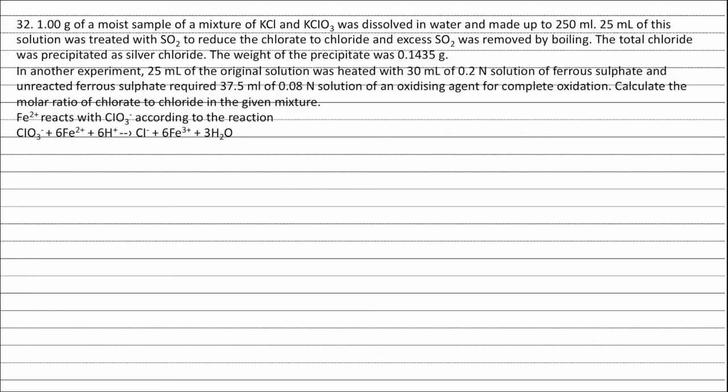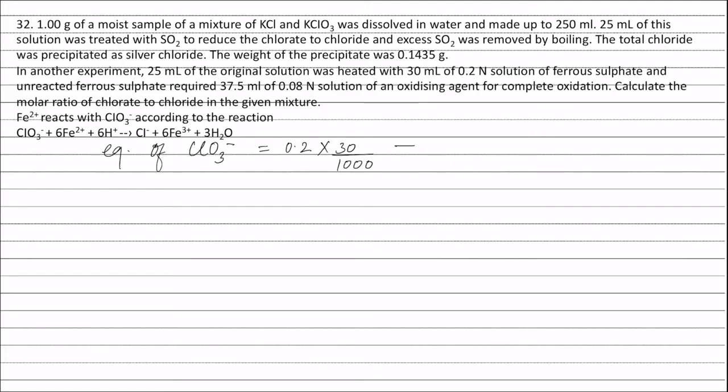Now in the second experiment, where chlorate ion is heated with ferrous sulfate, the equivalence of chlorate will be equal to the equivalent of ferrous sulfate that took part in the reaction. And the equivalent of ferrous sulfate that took part in the reaction will be the equivalent of ferrous sulfate present initially, which is equal to normality of ferrous sulfate, that is 0.2N, into volume of ferrous sulfate in liters, that is 30 divided by 1000 liters, minus equivalence of ferrous sulfate left after the reaction.